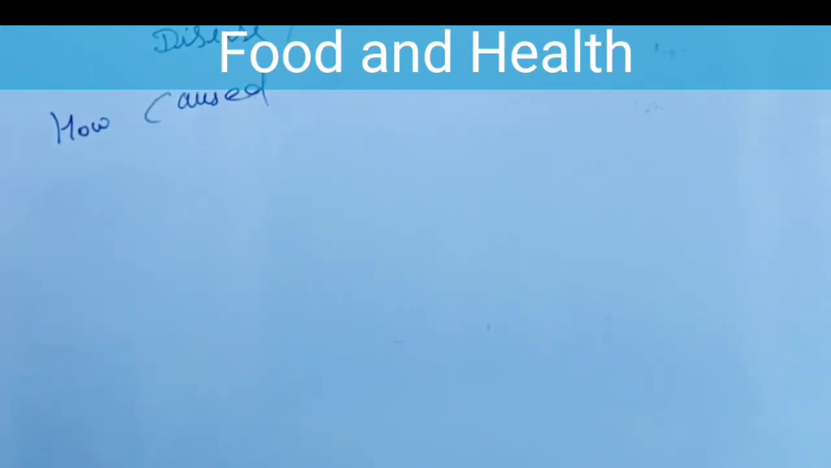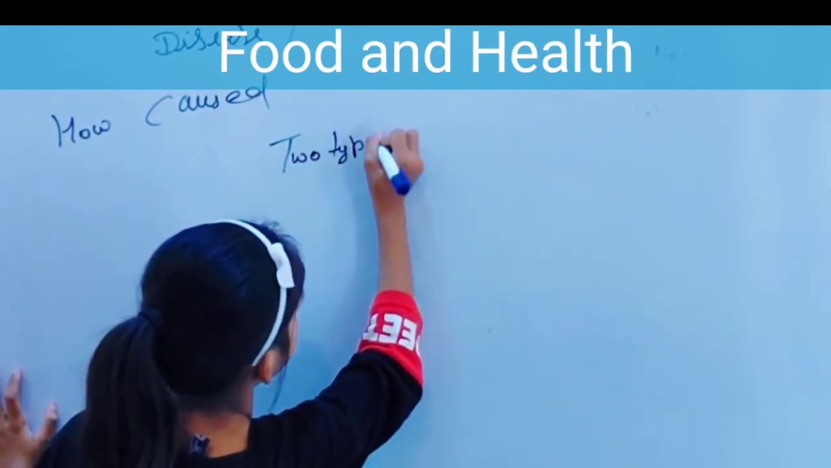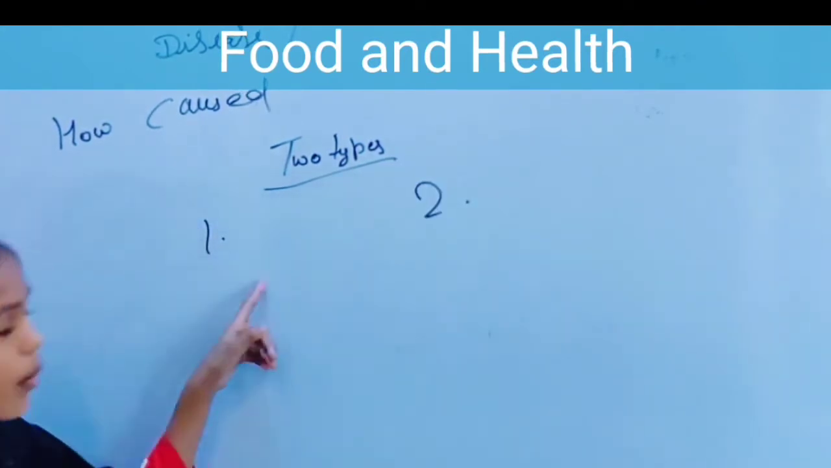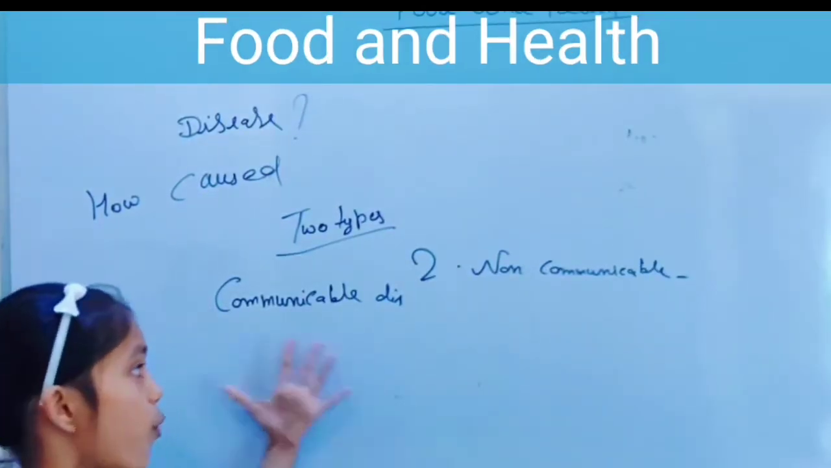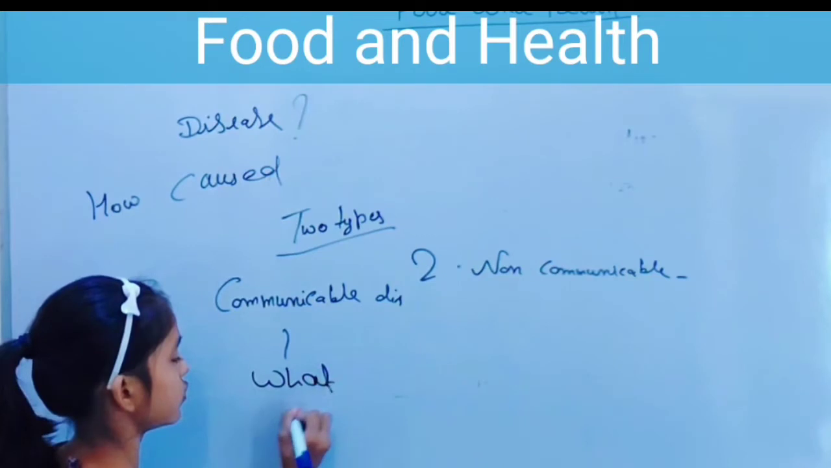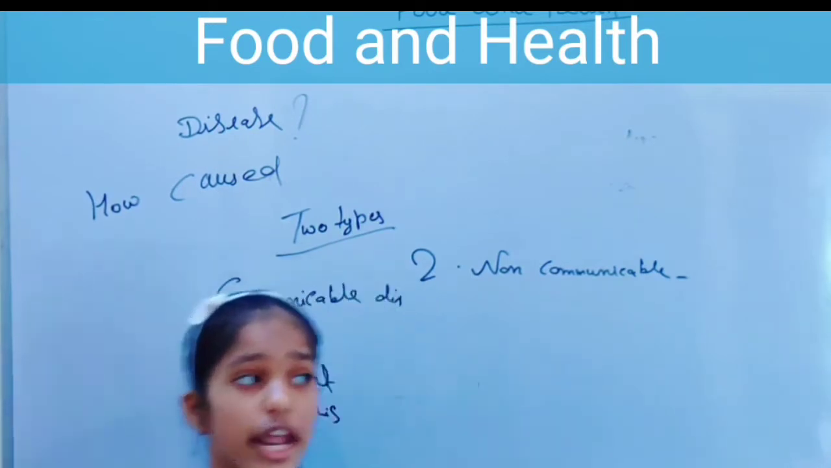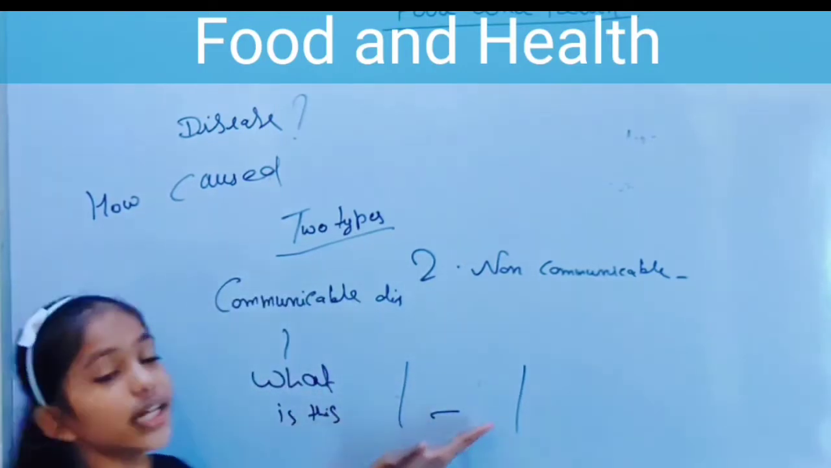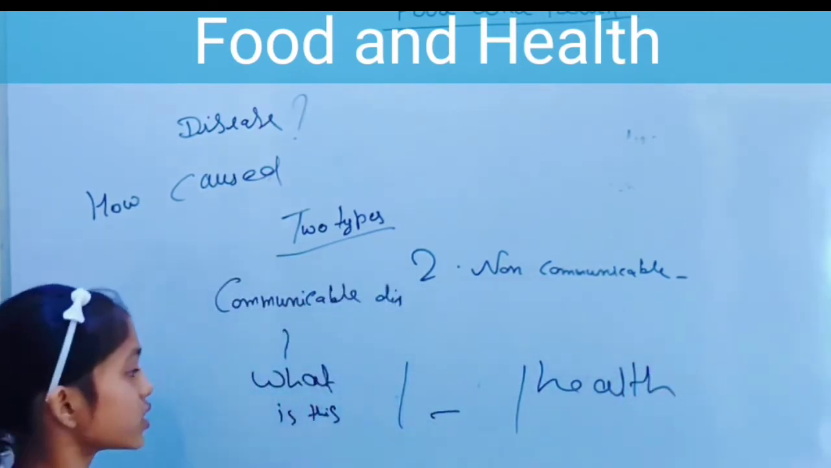Now how many types of diseases are there? Two types. Number 1 is communicable disease. What is communicable disease? Communicable diseases are diseases which can spread from one infected person to another, meaning a healthy person. This is the healthy person and this is the infected one.